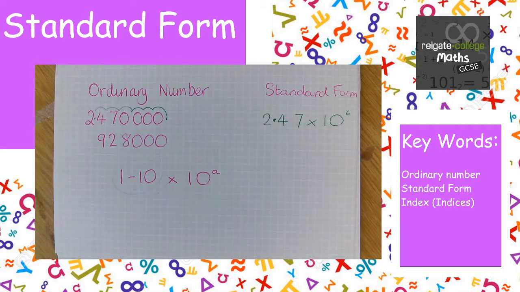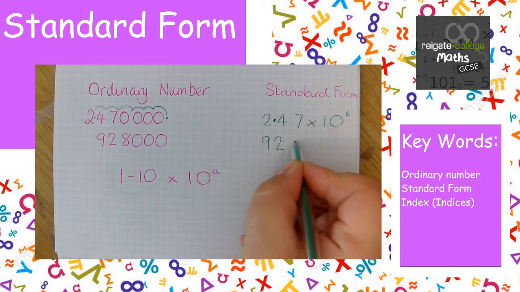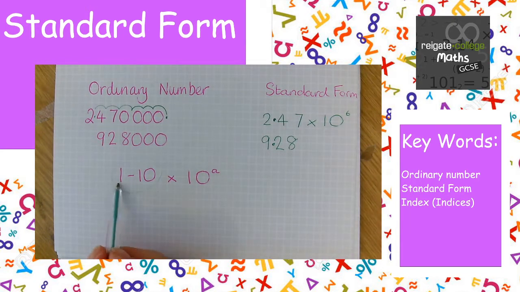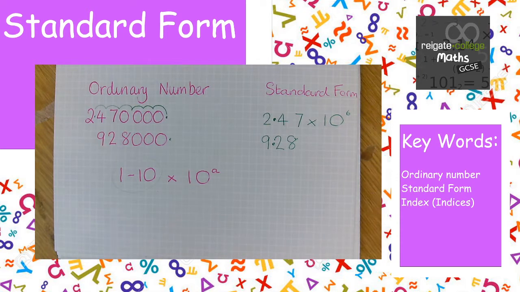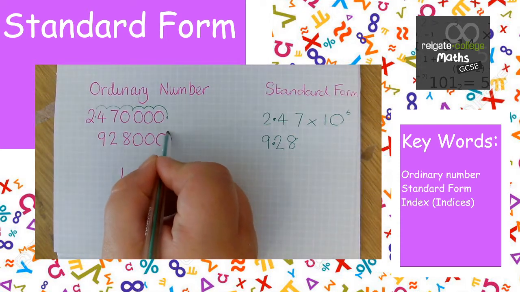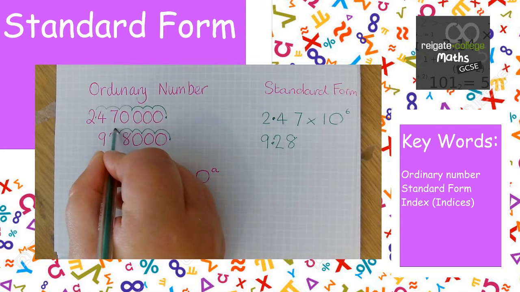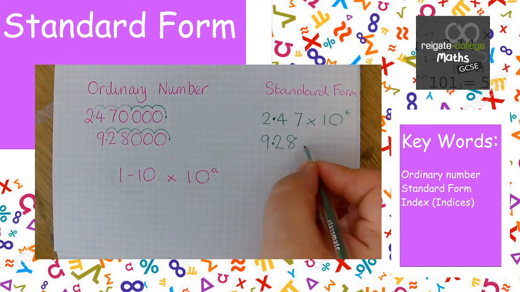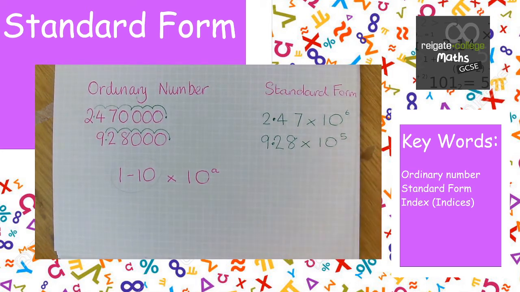To recap, I'll do that with my next number. 9, 2, 8. My decimal point needs to go there to comply with being a number between 1 and 10. Starting my decimal point at the end of the number here, I'm going to jump it 1, 2, 3, 4, 5 spaces to bring it between the 9 and the 2. Multiplied by 10 to the power 5.